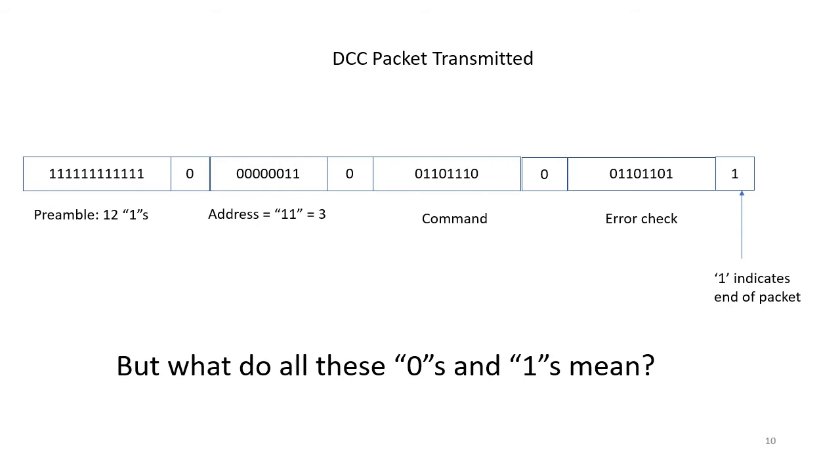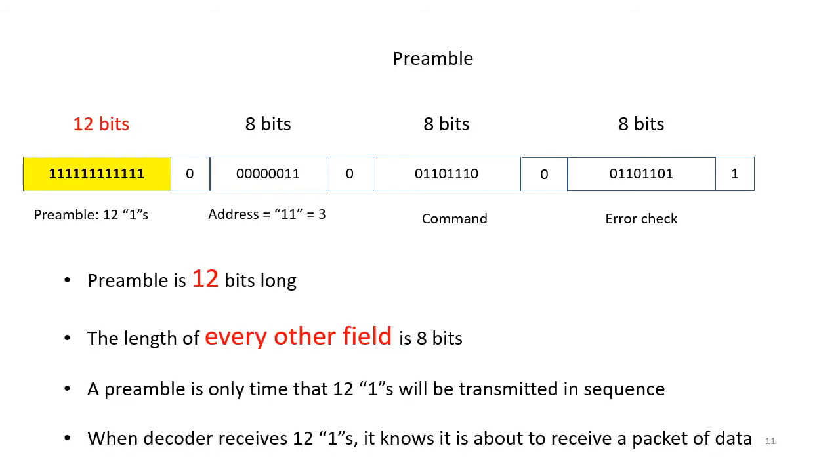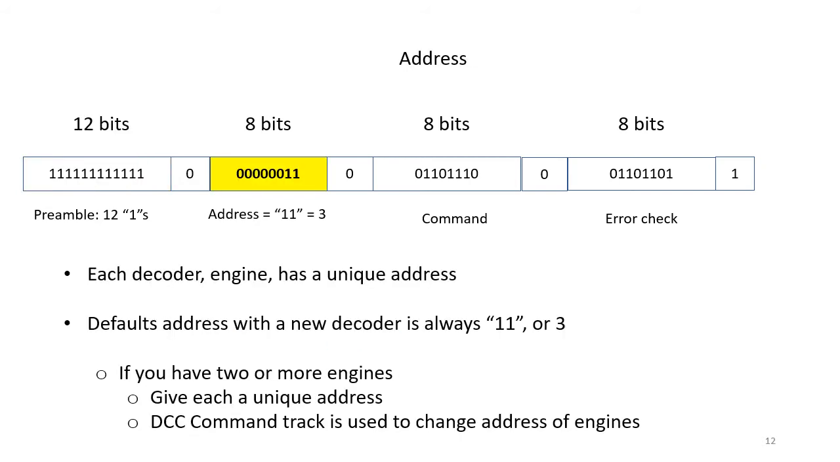Okay, so what do all these zeros and ones mean? I've explained some of them already. I won't go through the preamble, I've done that. The address is 6011. If you have more than one decoder in the layout, you need to change one of the addresses, and you change that using the DCC command track. A common number to change the address to is the number on the side of the engine. If the engine number is, say, 573, convert that to binary and put 573 in here. That's a common way of making up the address, although you can just convert it to 4 or 5 or 6 if you wish.